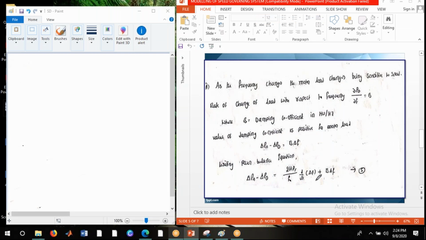Now this is the equation in terms of kilowatts, because PR represents the real power, and real power is always represented in kilowatts. If you want to make this per unit, how can we do it? By dividing all terms of the equation by the real power, we can make equation 5 a per unit equation.